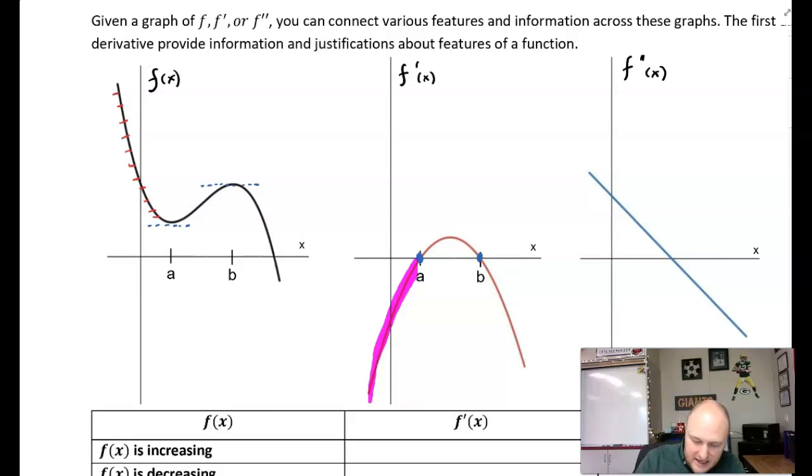However, between a and b, now my function is increasing. This function is increasing, and my slope values are positive, meaning that f prime of x is positive, and therefore on the f prime of x graph, it is above the x-axis. Now, for the domain after b, again, our function is decreasing, and we can see that, again, our f prime values are below the x-axis.